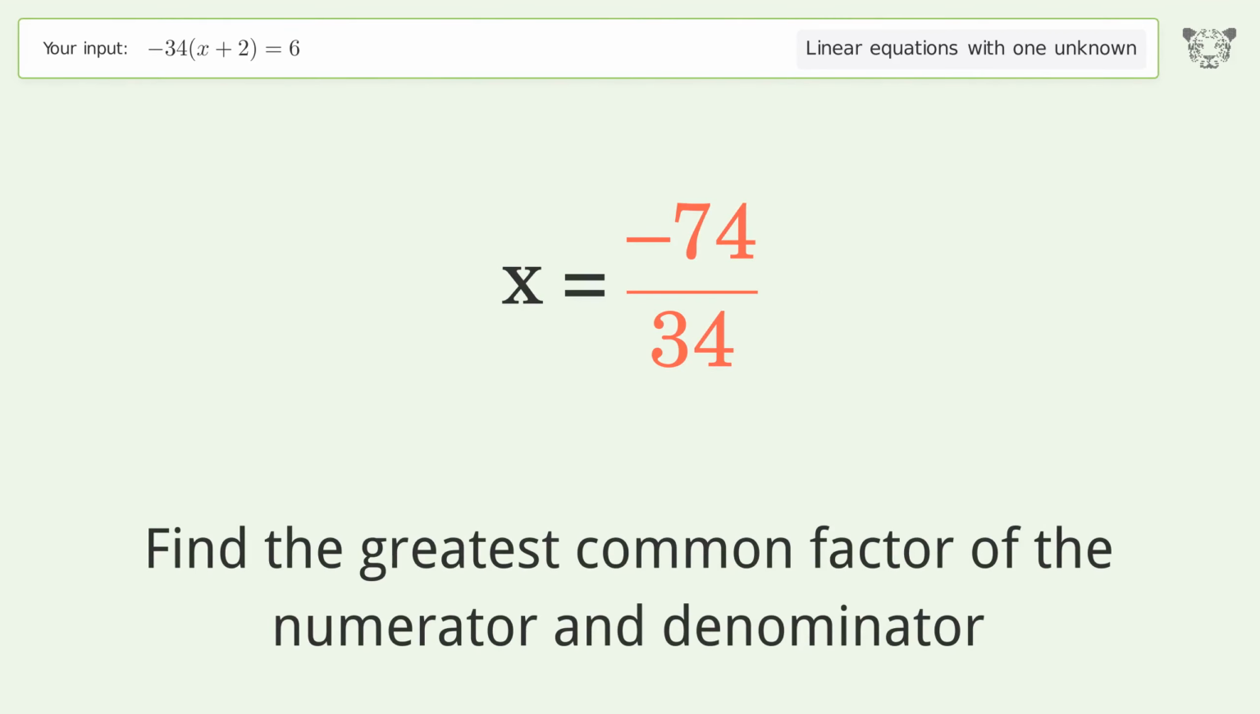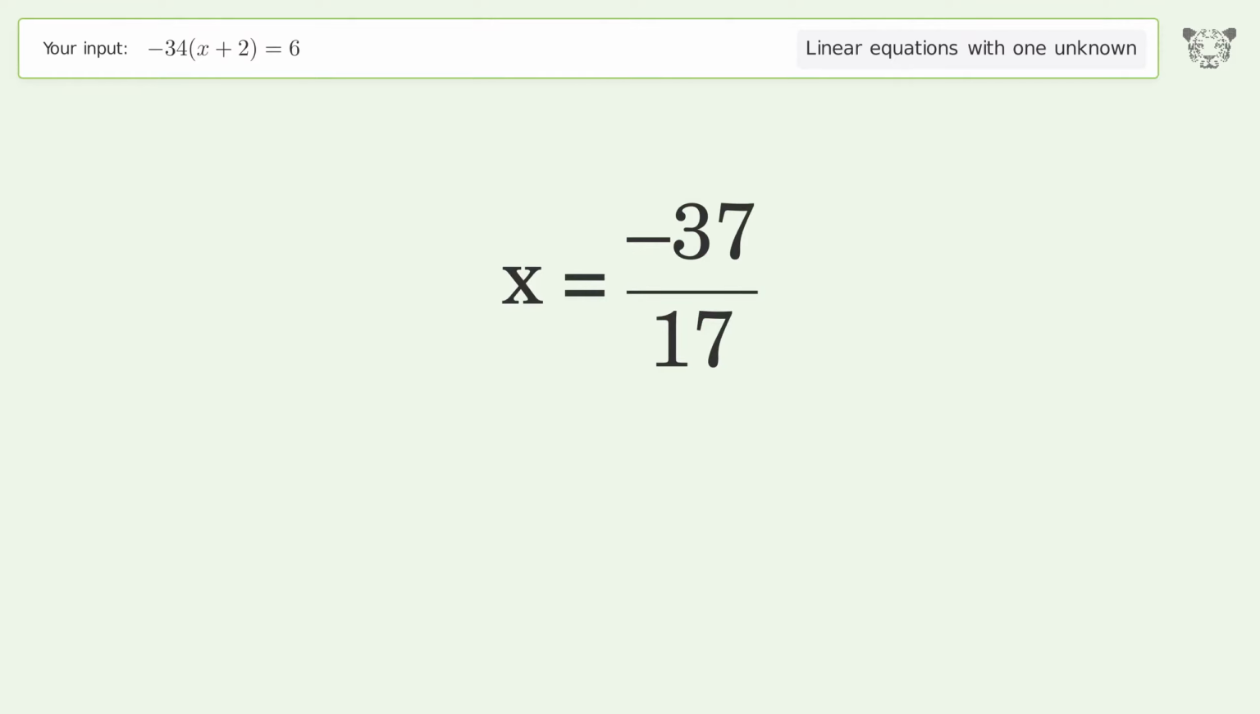Find the greatest common factor of the numerator and denominator. Factor out and cancel the greatest common factor. And so the final result is x equals -37/17.